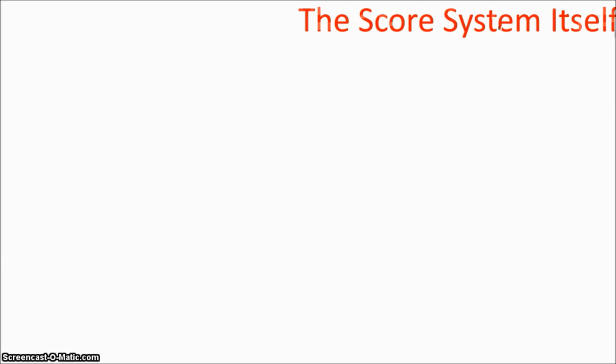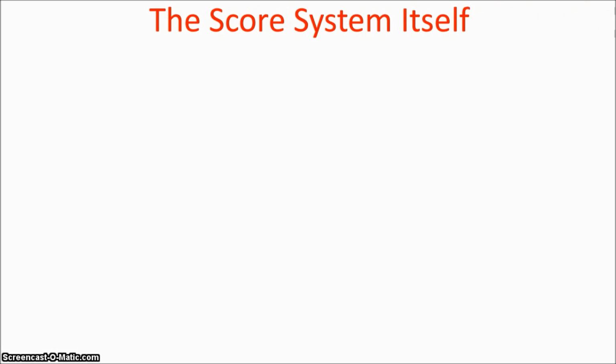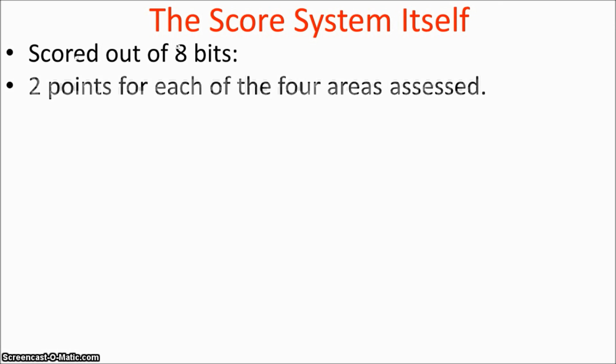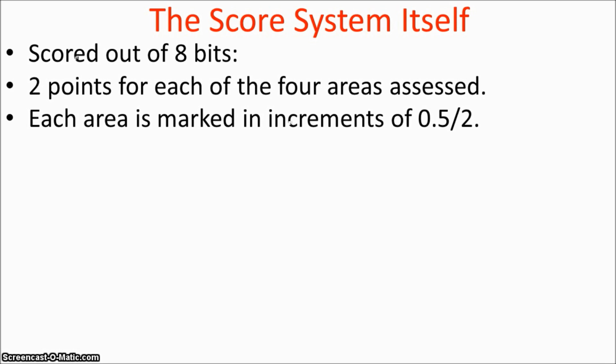So the last area I want to talk about for the video is the score system itself. I will be scoring this out of 8 bits. 2 points for each of the 4 areas assessed, and each mark has increments of 0.5. So the lowest score a product could ever get is 0.5 out of 8, and the highest they could get is 8 out of 8, all in 0.5 increments. And there's a cap of 2 bits for each assessment criteria for the review system itself.